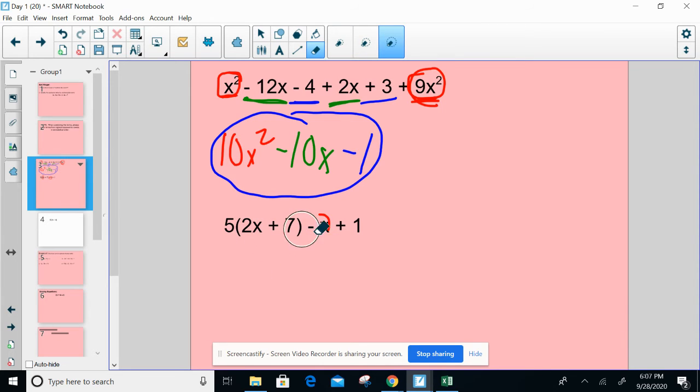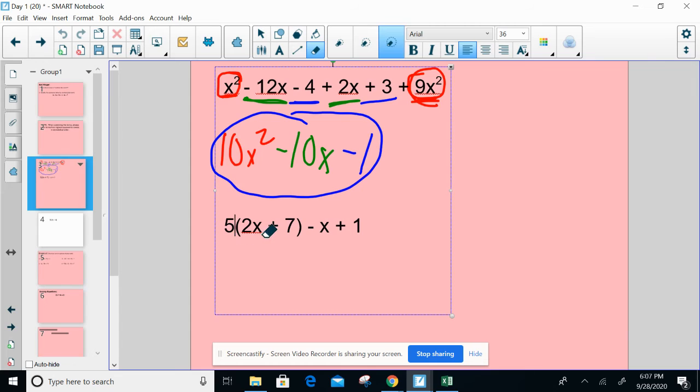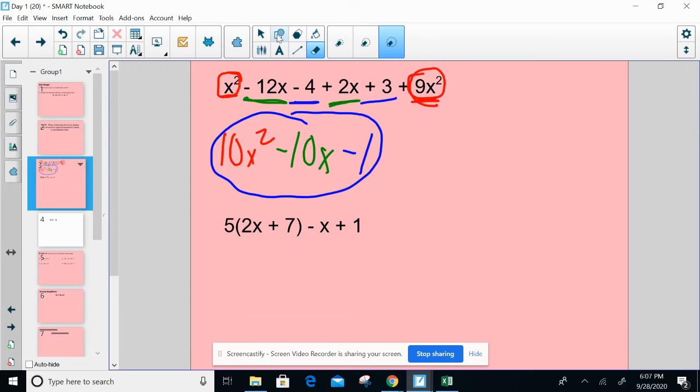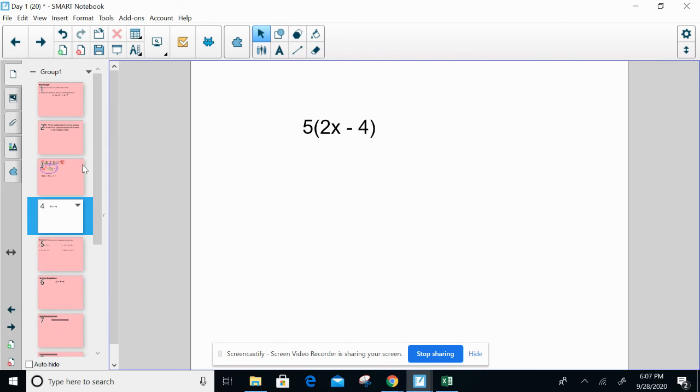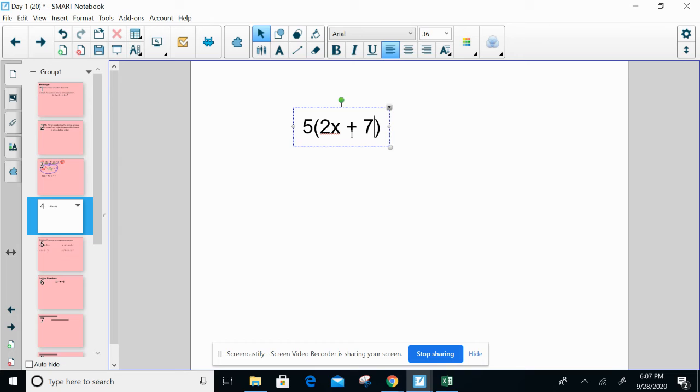Because what it's saying is that it's 5 times 2x plus 7. So it's 5 times this whole thing. So we can't combine terms until we take care of this 5. Now, let's simplify it for a second. Let's take a look at it by itself and see what this means. So 5 times 2x plus 7, what does this mean?